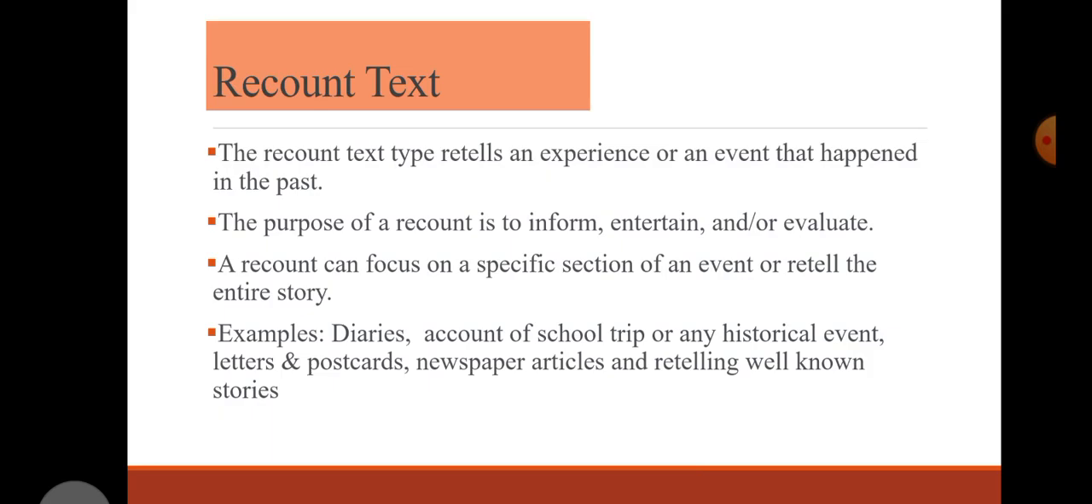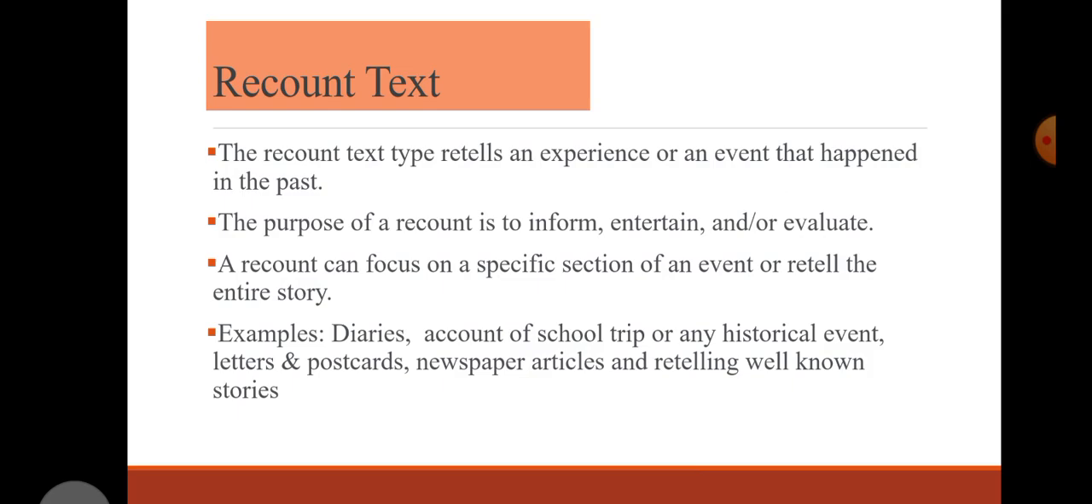A recount can focus on a specific section of an event or retell the entire story. Sometimes recount text is only telling some specific section of a story, some specific section of an action, and sometimes it is based on the complete story from A to Z, from beginning to end. You are going to tell that particular incident as well as event to your narrators, to your listeners.